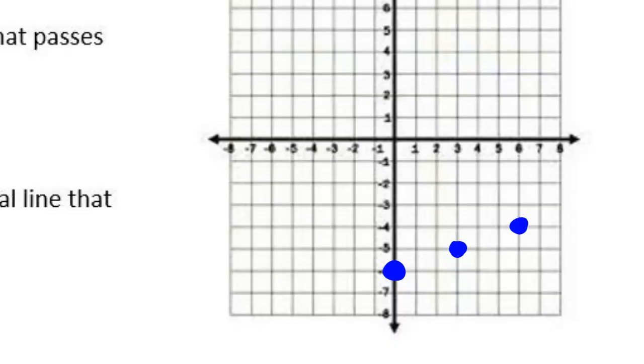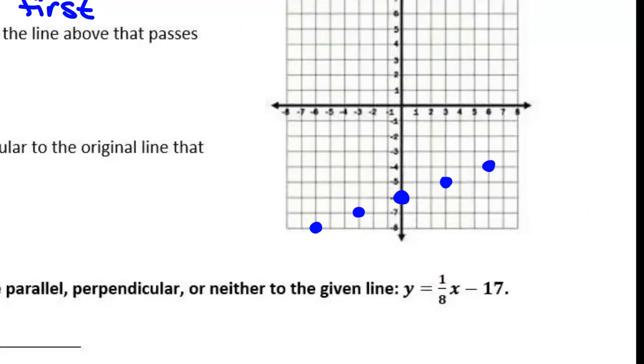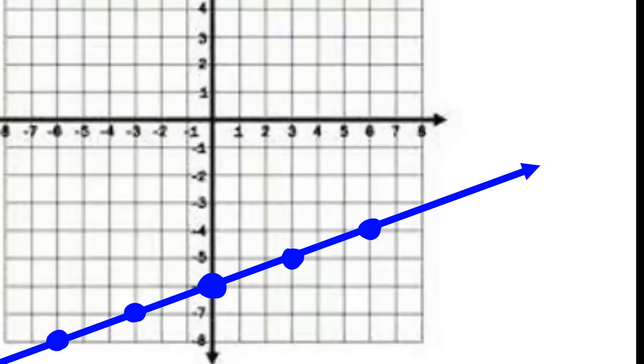I can't go any further to the right, so I'm going to back it up and turn it around. I'm going to go down 1 and left 3, down 1 and left 3. And then I'm going to grab my straight edge, and I'm going to sketch a line through those points. This is my given line.